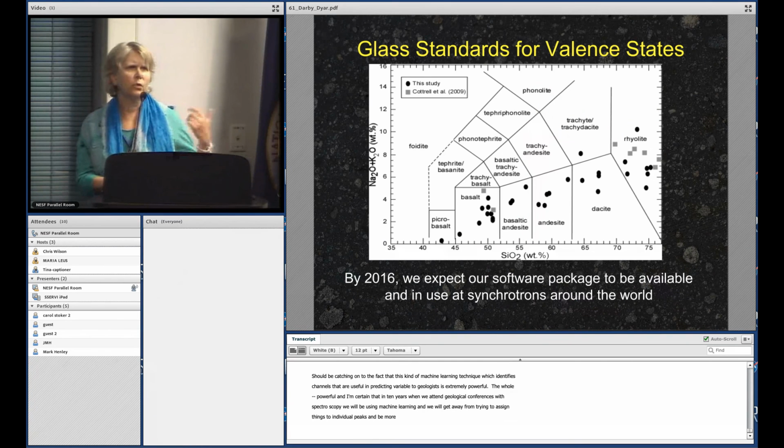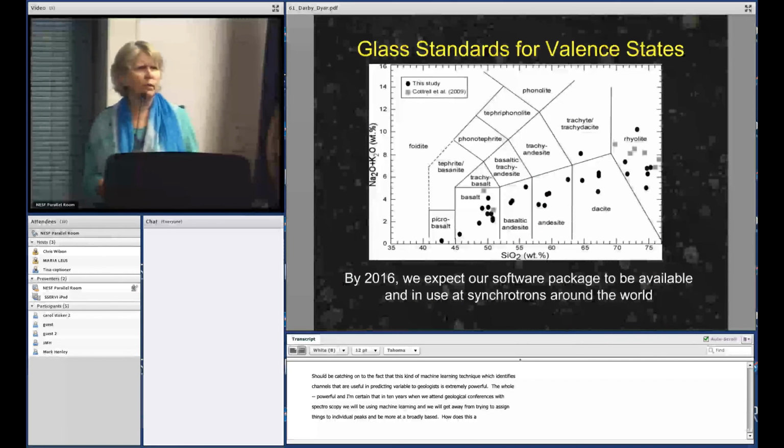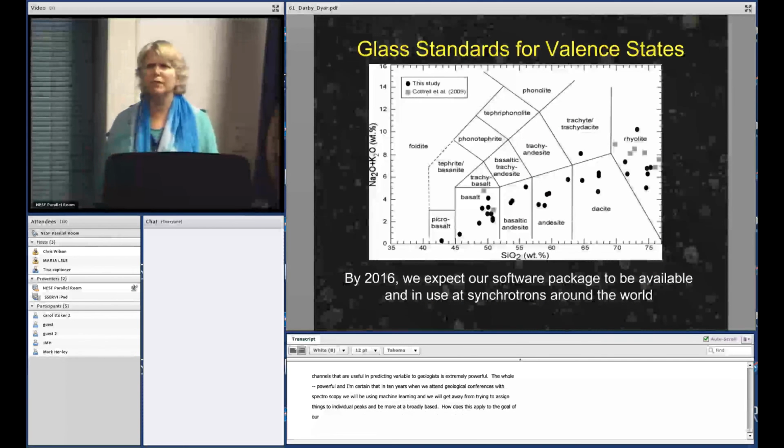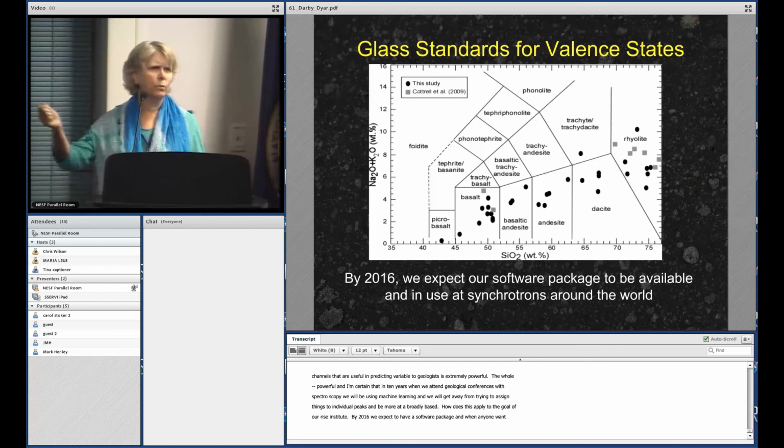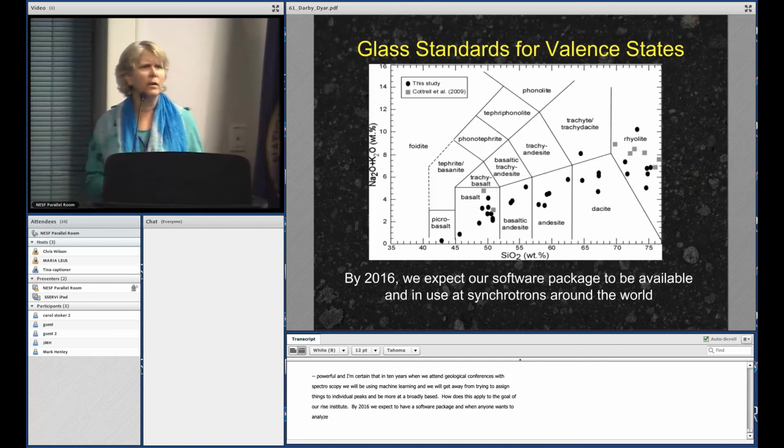So how does this apply back to the goals of our RISE Institute? By 2016, we expect to have a little software package that will be in use at every synchrotron around the world. And when anyone wants to analyze a glass and figure out its redox state, they will simply plug their spectrum into our software, and out will come their ferrous ratio, complete with error bars.